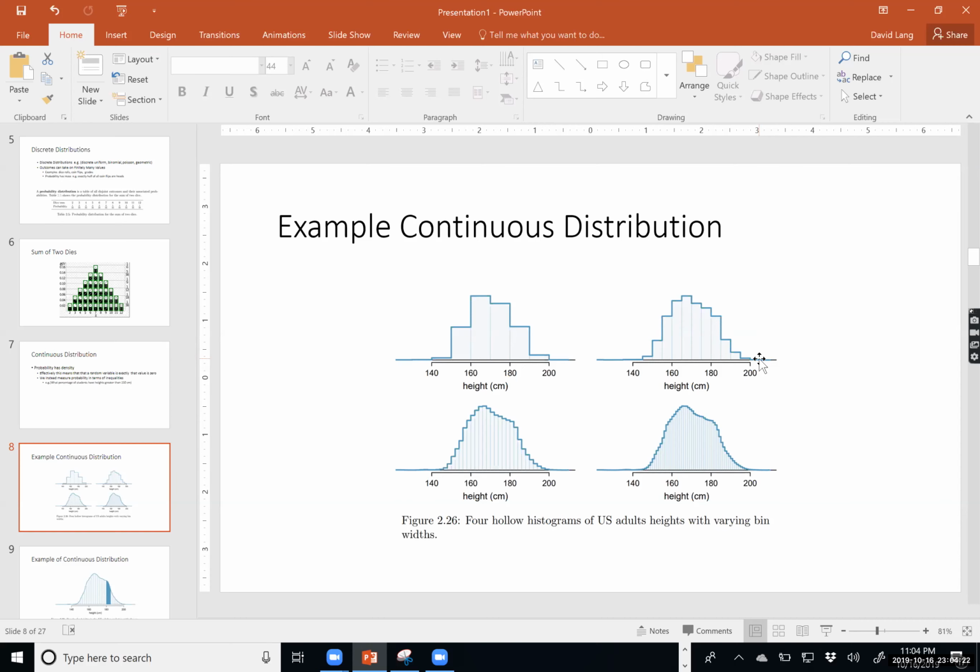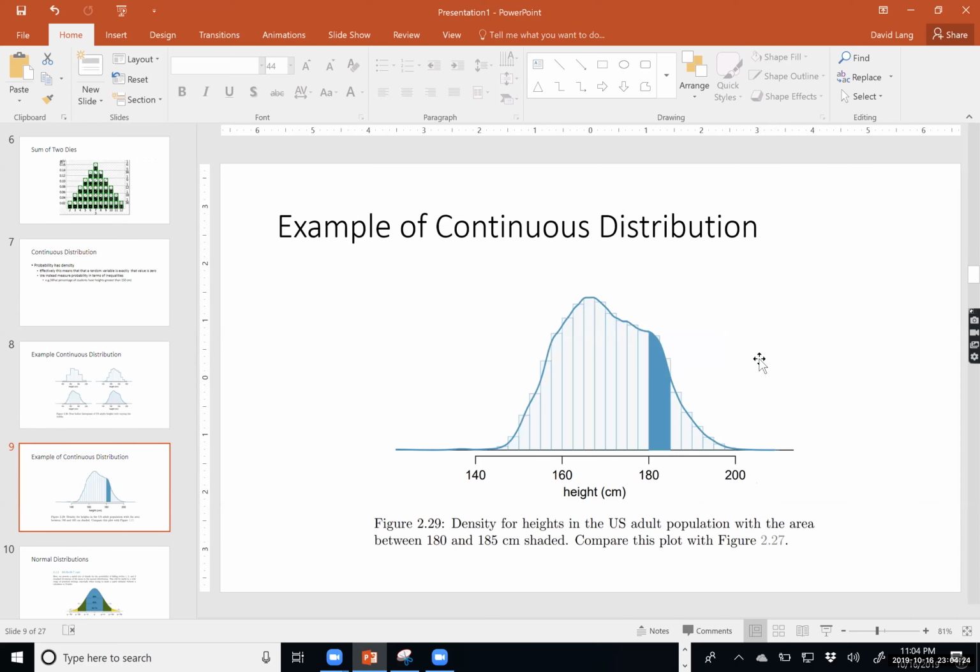And again, what we typically do is figure out our research question of interest. So for instance, what percentage of individuals have heights between 180 and 185 centimeters? And then we use a computer or a numerical methods technique to look at the area under this curve.